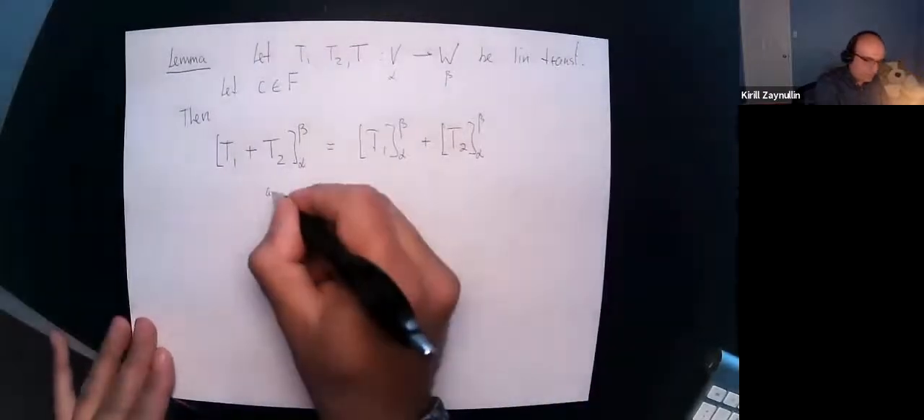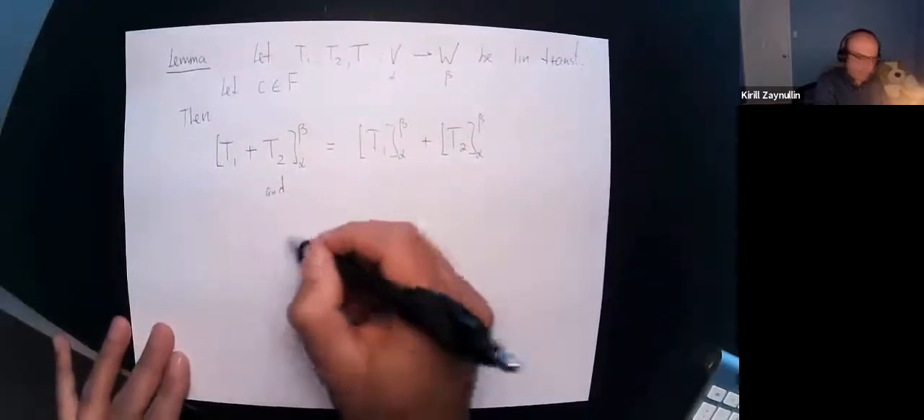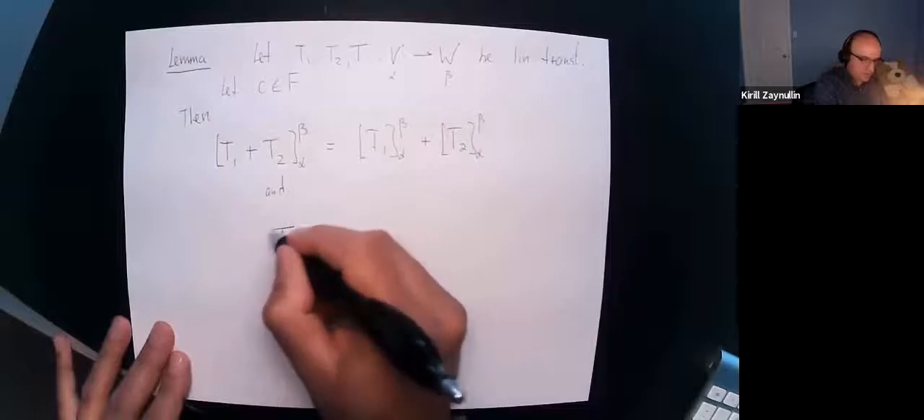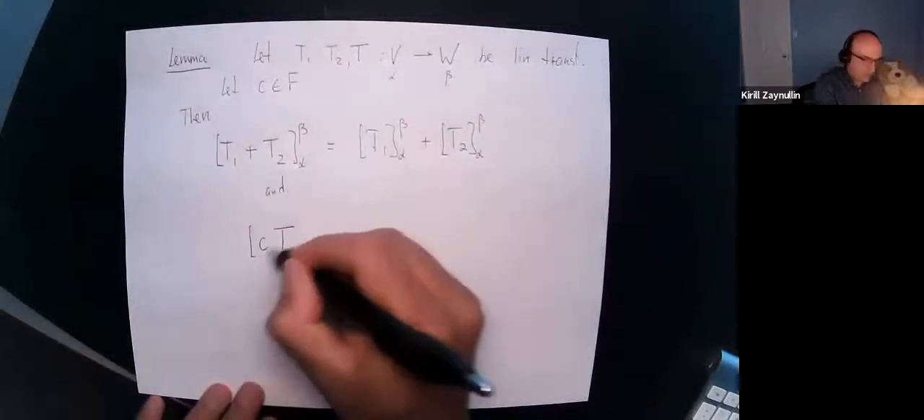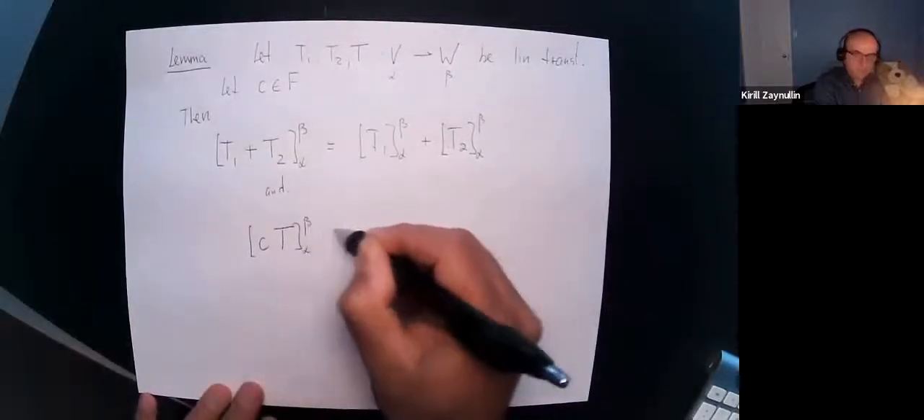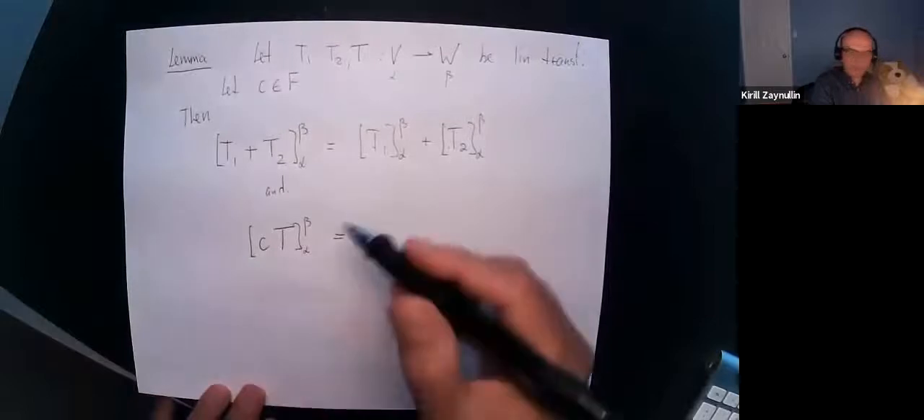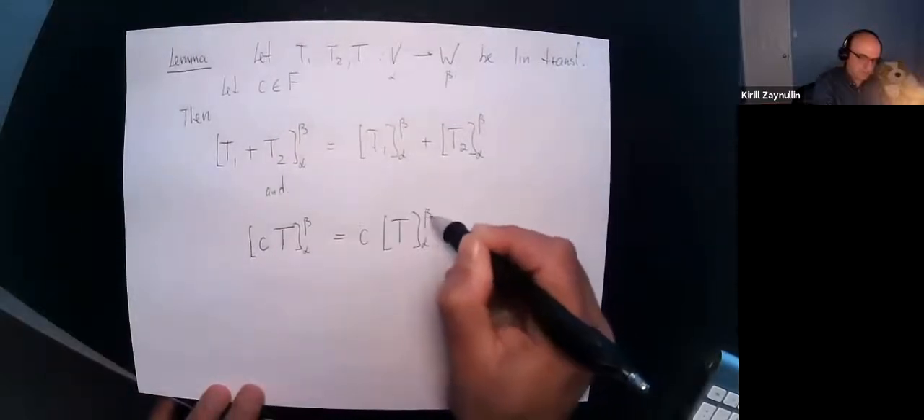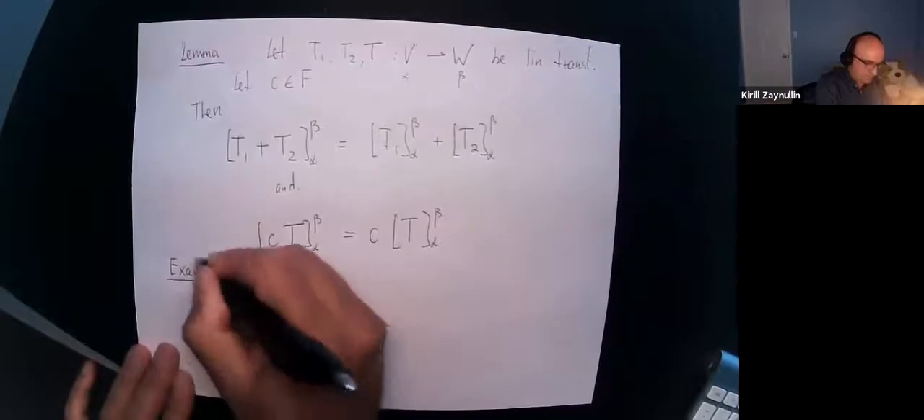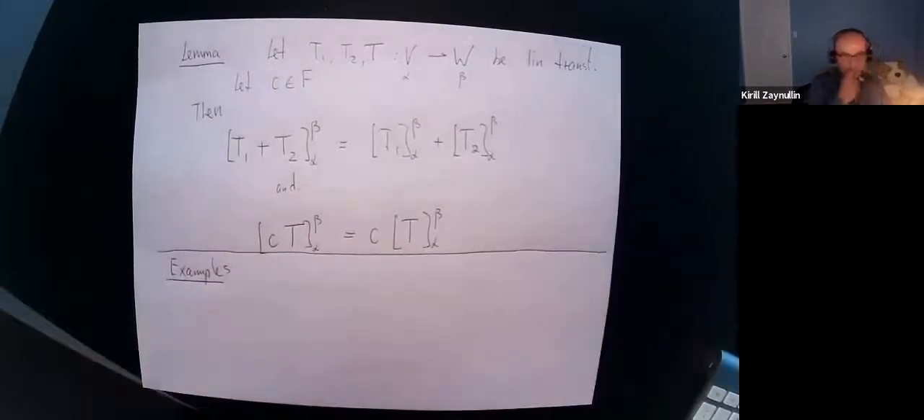And say we have T and we would like to look at the scalar multiple of this linear transformation, of this function. One may wonder what will happen with the matrix. Well, the matrix is just C times the matrix for the original T. So let me concentrate more on examples.